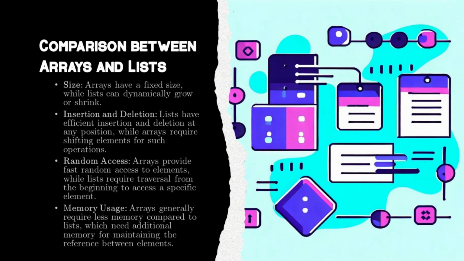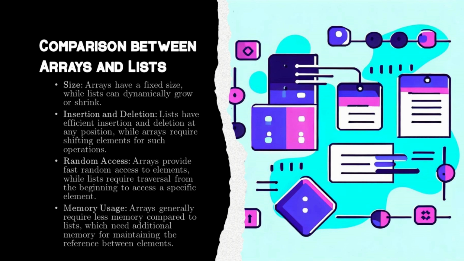Comparison between arrays and lists. Let's compare arrays and lists. Arrays have a fixed size, while lists can dynamically grow or shrink. In terms of insertion and deletion, lists have efficient operations at any position, while arrays require shifting elements.